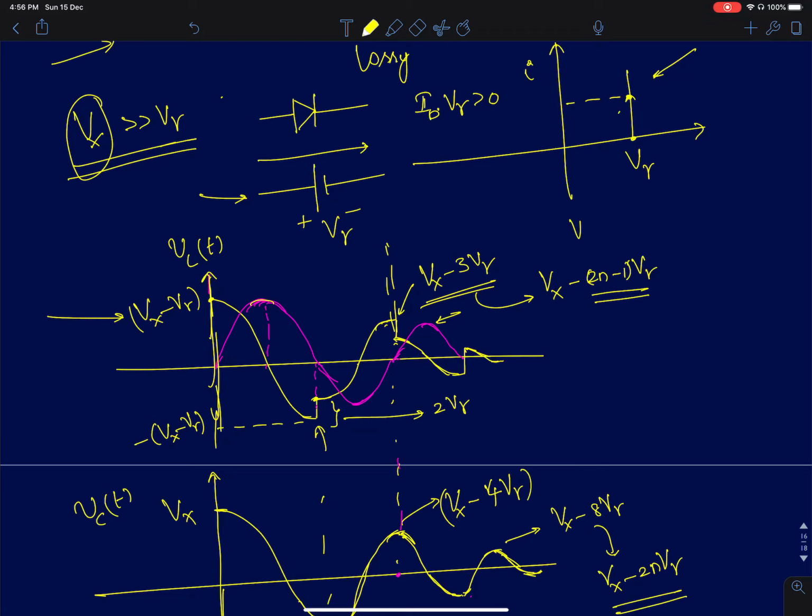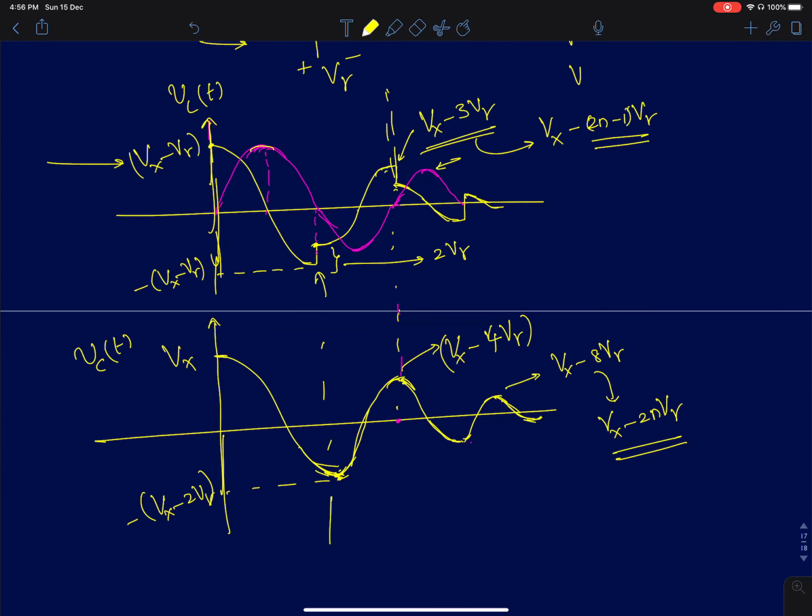And that is reducing because the energy is getting lost across the diode. The moment the diode carries any current, it dissipates some power, which means it dissipates some energy. Therefore the overall energy in the tank keeps reducing as a function of time.